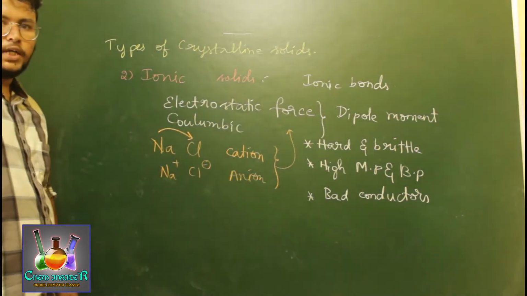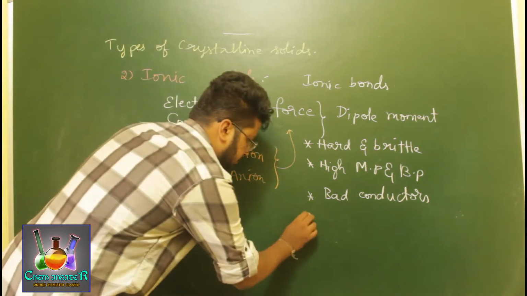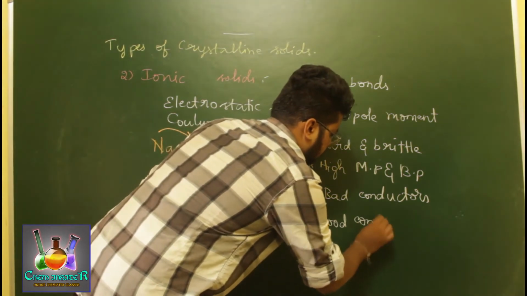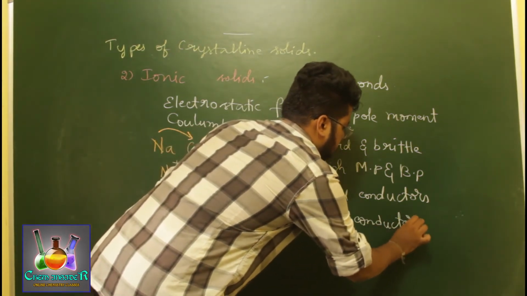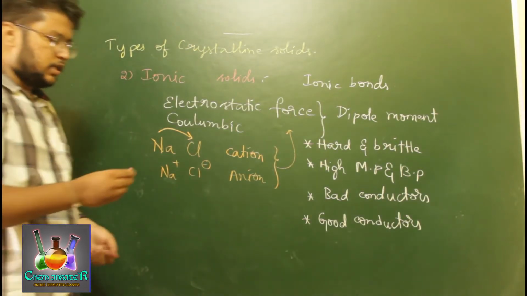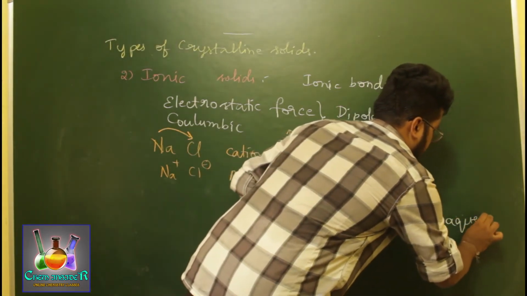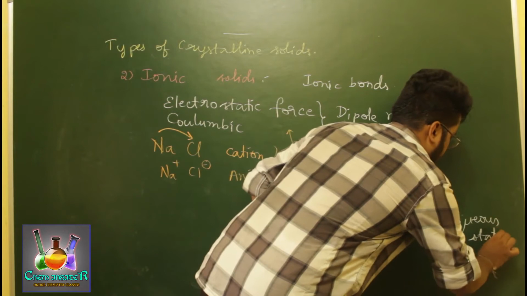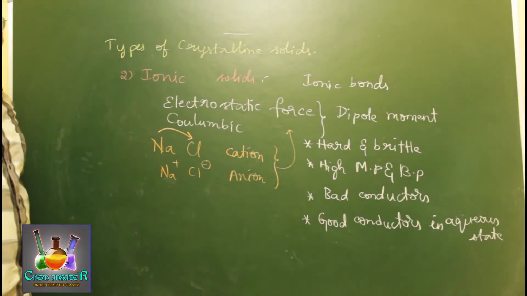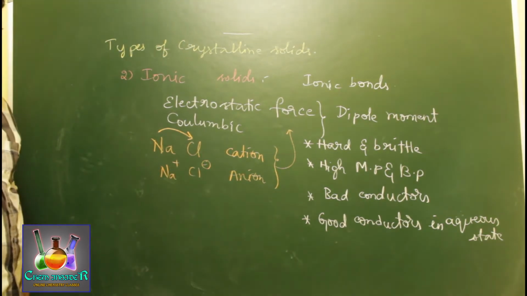They are bad conductors of heat and electricity in their solid state, but once they are ionized, that means once they are dissolved in water, they are very good conductors of electricity. That means an ionic solid is a good conductor of electricity in its aqueous state, only when dissolved in a solvent such as water. Okay, so this is about ionic solids.